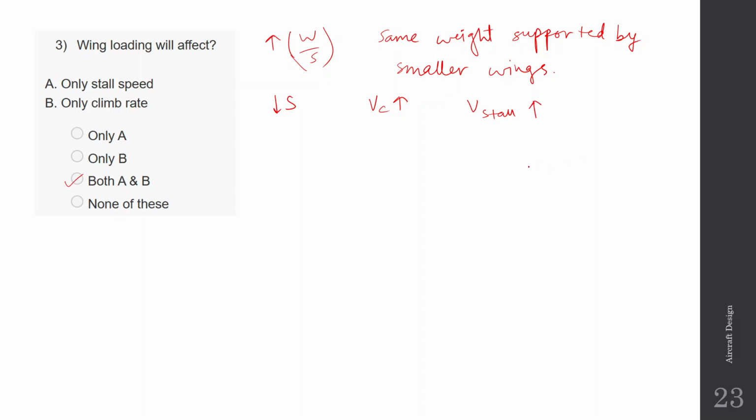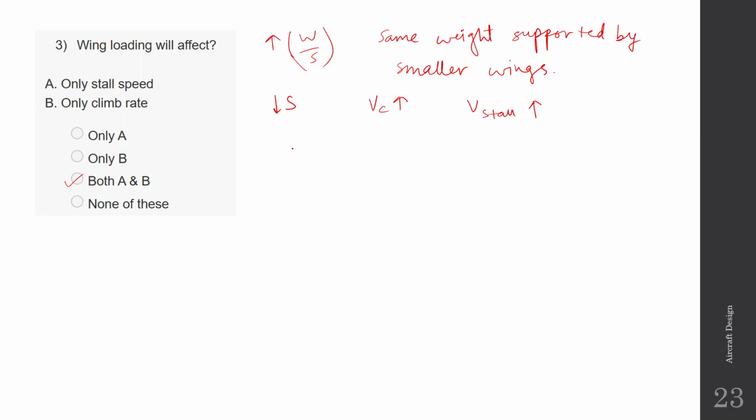Now this part is clear. If your wing loading is increasing, then your stall speed will increase. And usually we want as low a stall speed as possible. Because if your stall speed is low, then the aircraft is safer because it can fly at smaller velocities also. It will require less runway for takeoff. It can land more slowly. So these things are there.